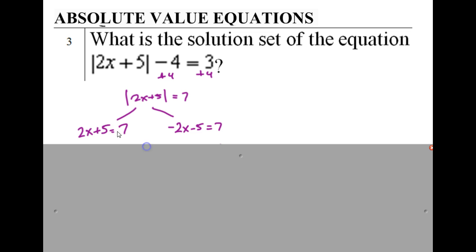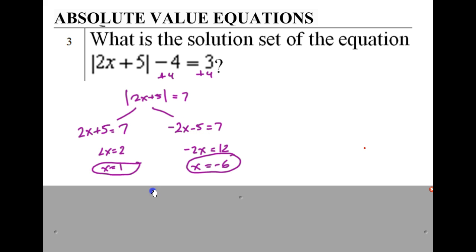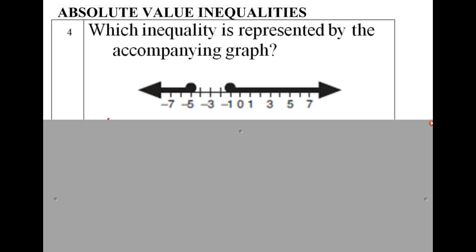So we're going to split it up into 2x plus 5 equals 7, and then what's in the parentheses, I'm going to make it opposite. Negative 2x minus 5 equals 7. Make sure you negate that 5. That's a common mistake. Both of those are easy for you to solve, I'm sure. You're going to get the answers 1 and negative 6. You should always check the solutions to absolute value equations, because sometimes there are extraneous roots. In this case, they both check. Let's extend that and look at an absolute value inequality.